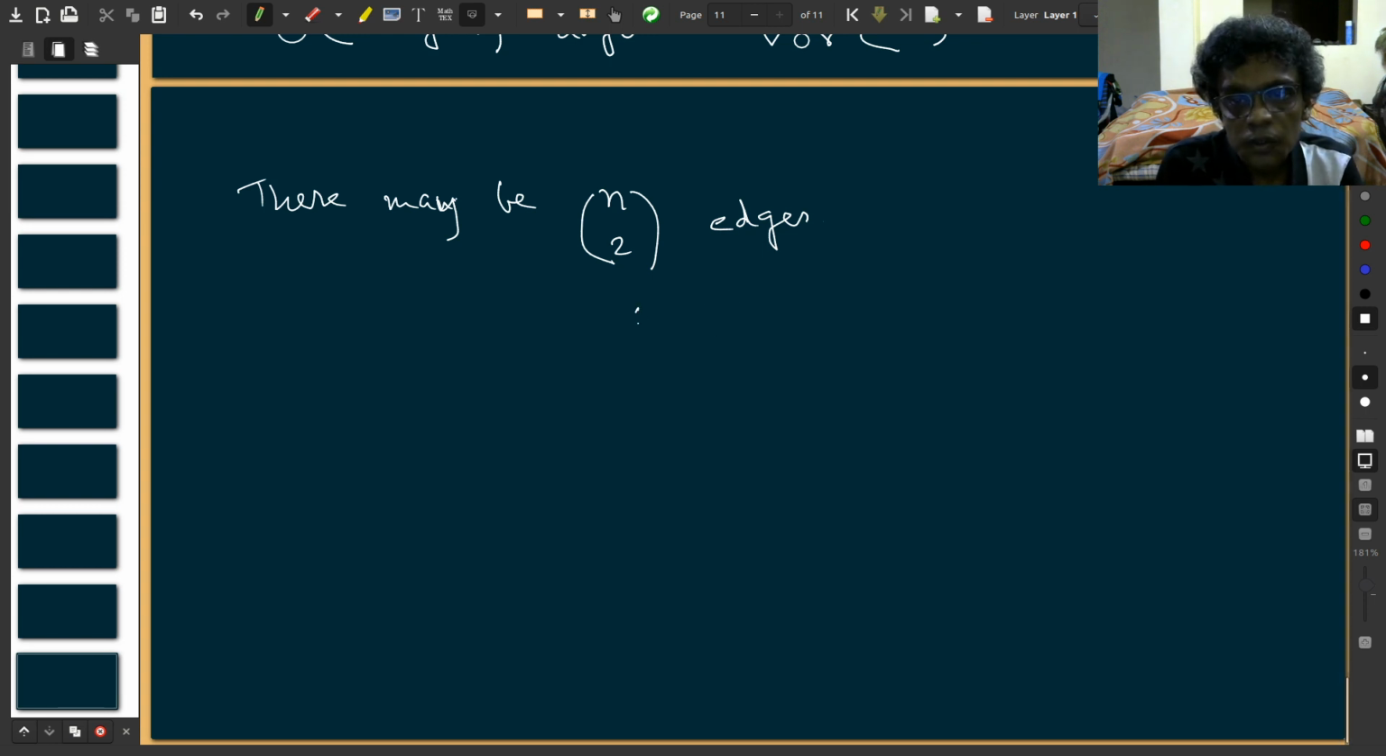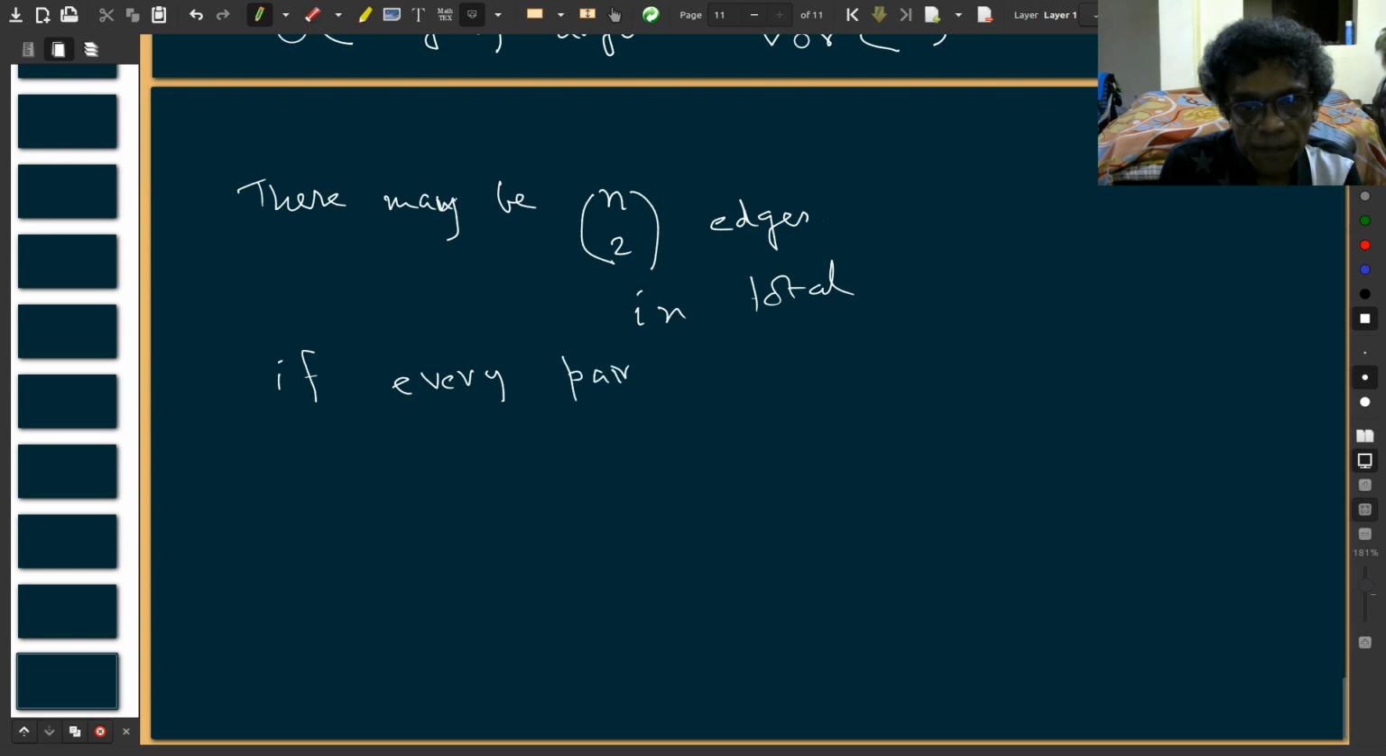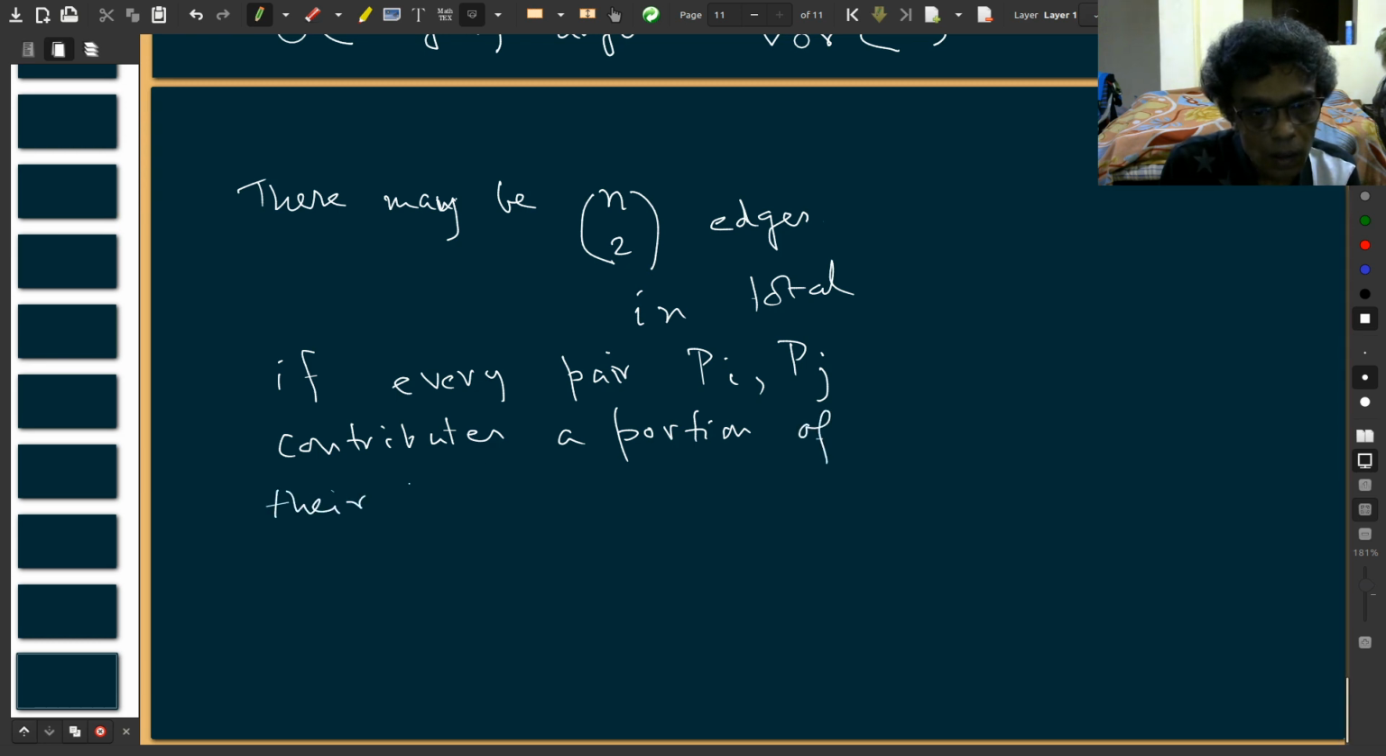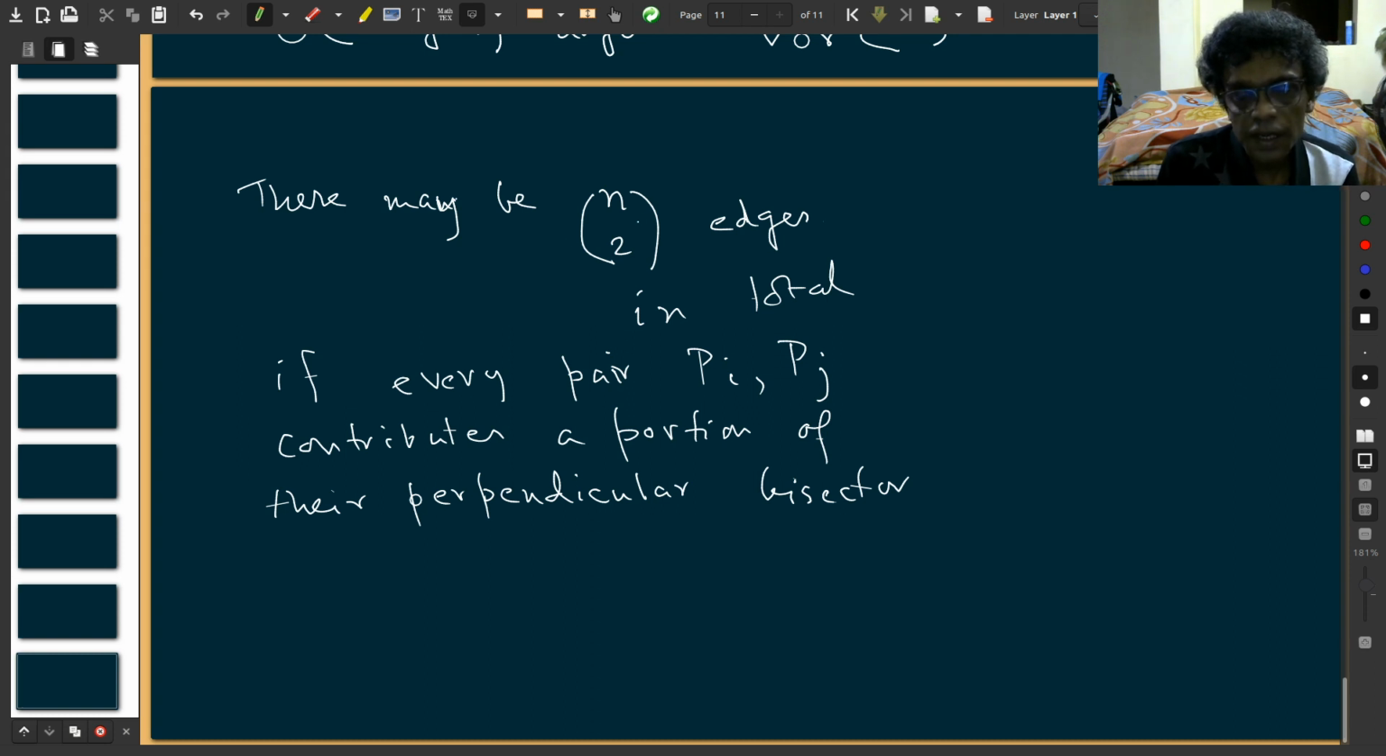Okay, n choose 2 edges in total. If this is possible, if every pair Pi Pj contributes a portion of their perpendicular bisector, but if there are about n square by 2 edges, I have to output all this, and therefore, how can I have an n log n time algorithm?